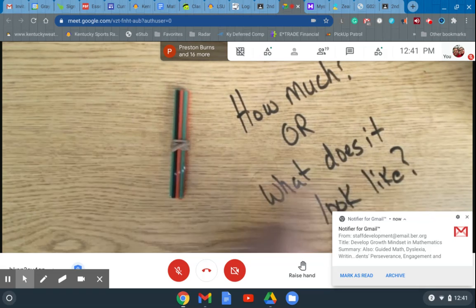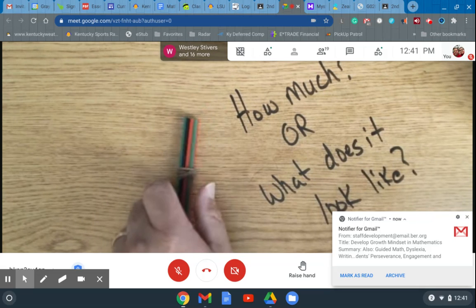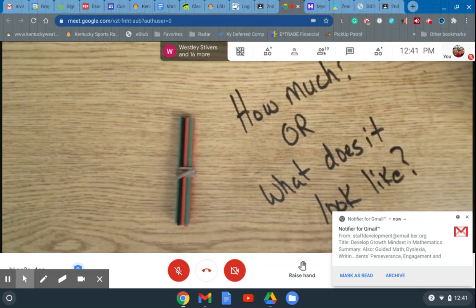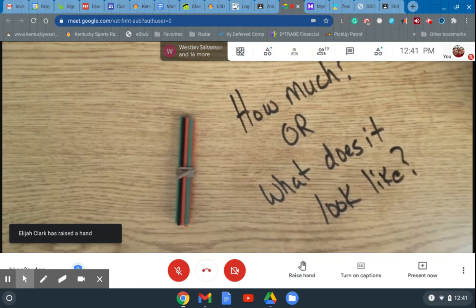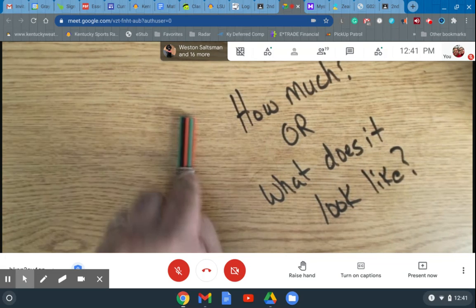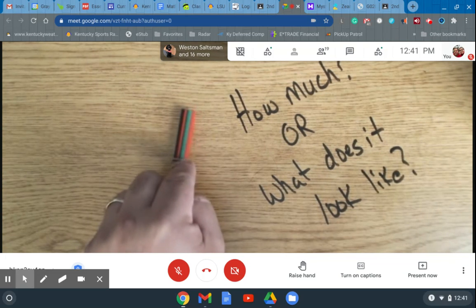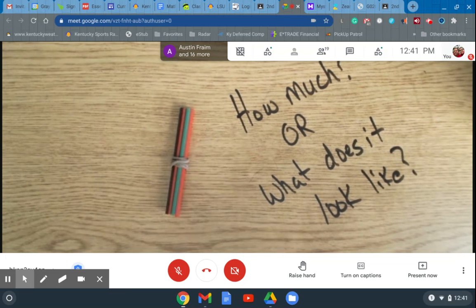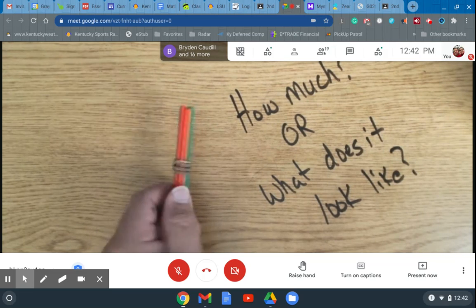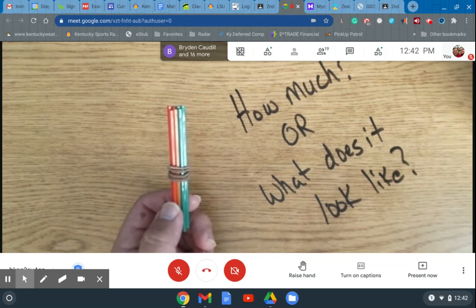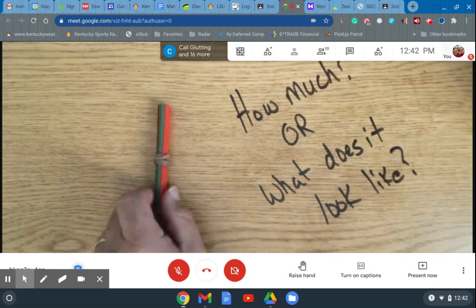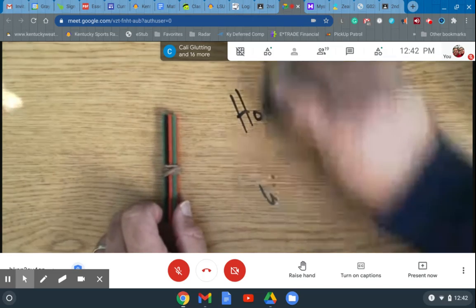Okay, now, what does it look like? I want you to tell me what this looks like. And this is a different question than you might be used to. What does this look like? Jace. I can't hear you, Jace. It looks like 10. Okay, it looks like how many tens? 1. It's 1. All right, so I'm going to erase my questions here.